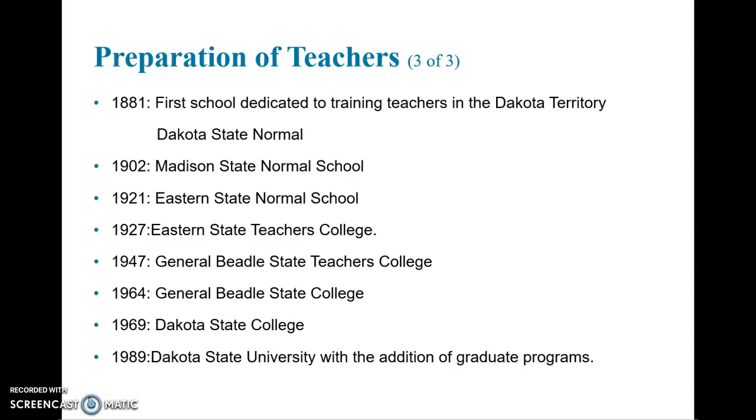It was created in 1881 and was first dedicated to training teachers in the Dakota Territories, called Dakota State Normal. Then in 1902, Madison State Normal School; 1921, Eastern State Normal School; 1927, Eastern State Teachers College; 1947, General Beadle State Teacher College; 1964, General Beadle State College; 1969, Dakota State College; and 1989, Dakota State University, with the addition of graduate programs.